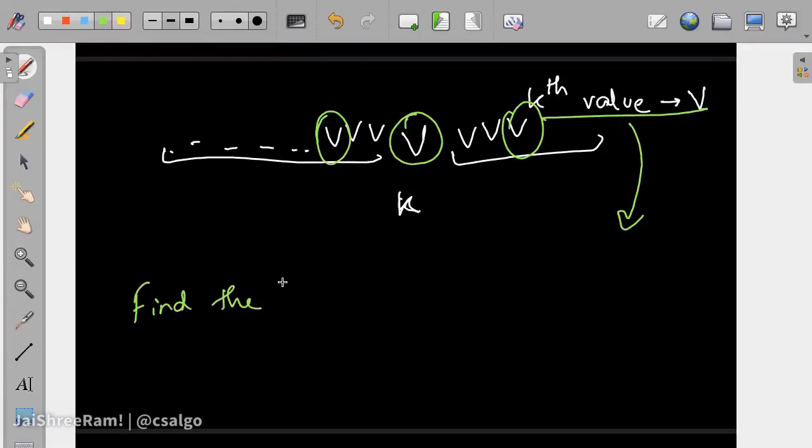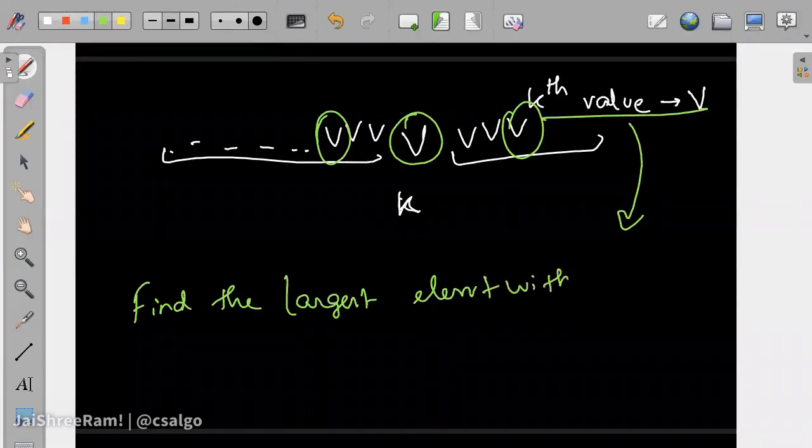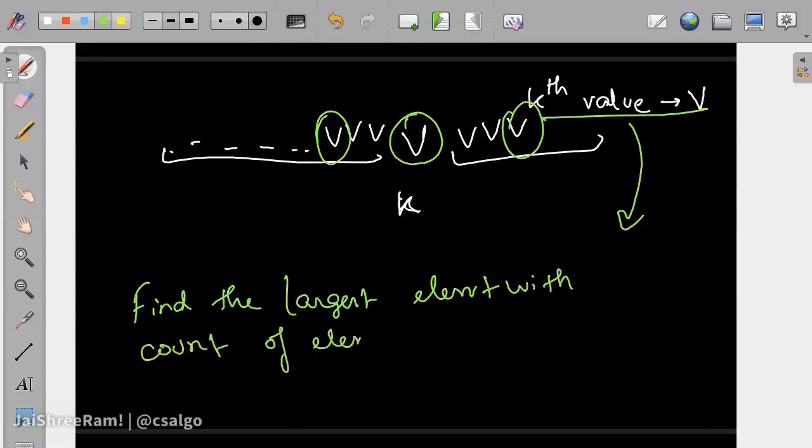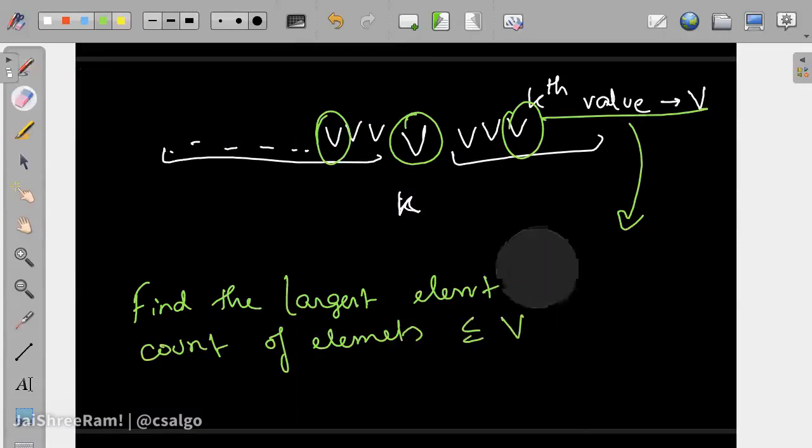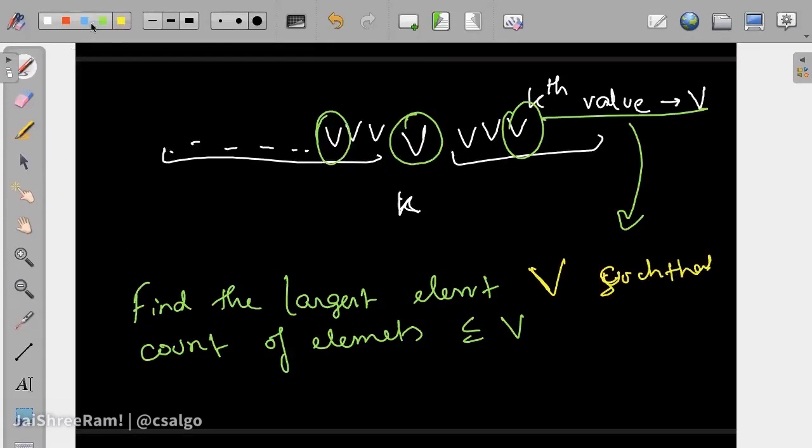Find the largest element with count of elements less than equal to that. Find the largest element, let's say some X or some V, such that count of elements less than equal to V is strictly less than K. Okay. So we will try to change the problem into this particular problem.